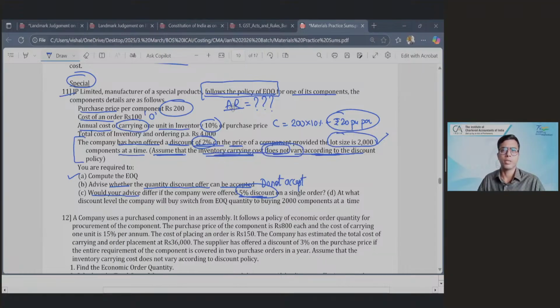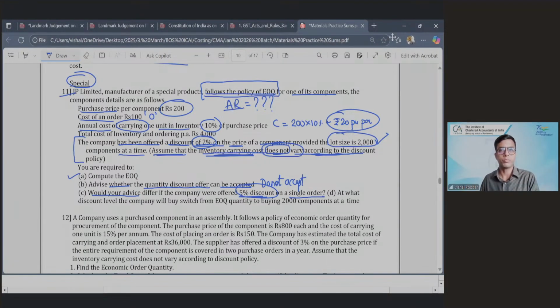Yes, Neeraj, whether to take a decision only for a 200 rupees difference or not will always be a practical consideration. But here we are going by the mathematical. So even for 200 rupees, we will say that the offer is not accepted. But you are right. Would your advice differ if the company were offered a 5% discount on a single order?